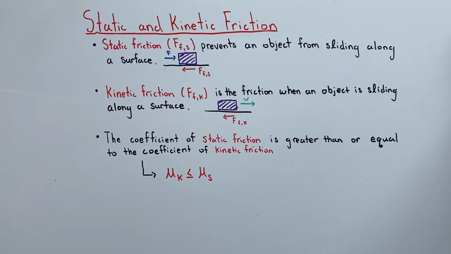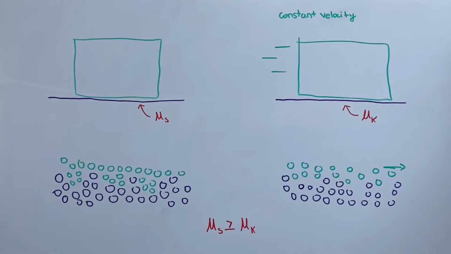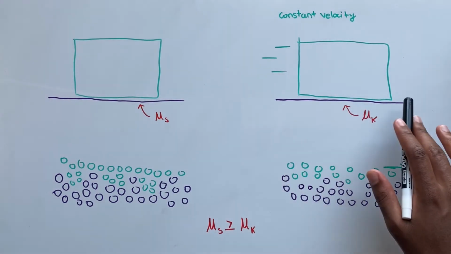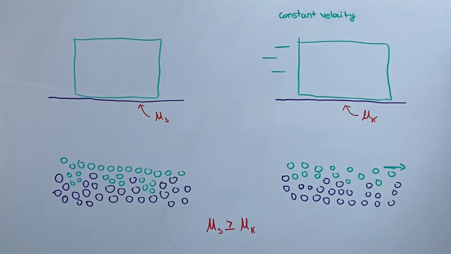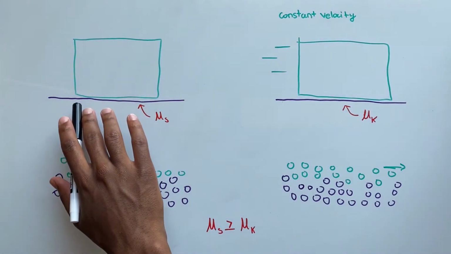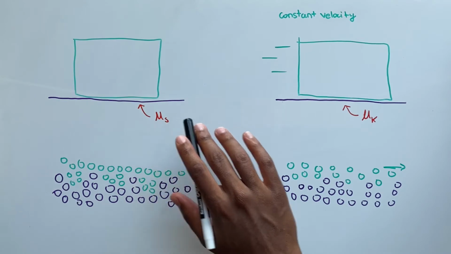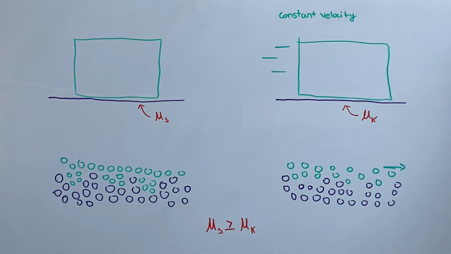Now, if you're still confused, don't worry, because I'm going to diagram these two forces. So here we have two diagrams of the same box, but one is moving at a constant velocity and the other is at rest. And in the lecture, we said that the coefficient of static friction is greater than or equal to the coefficient of kinetic friction. Or in other words, we have to apply more force to get this stationary box accelerating than this already moving box. And I'll give you a moment to ponder why this is the case.